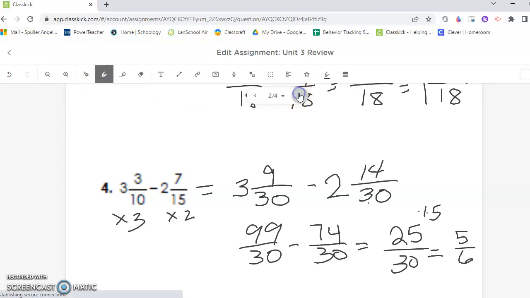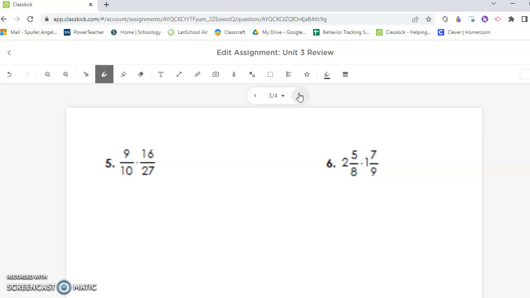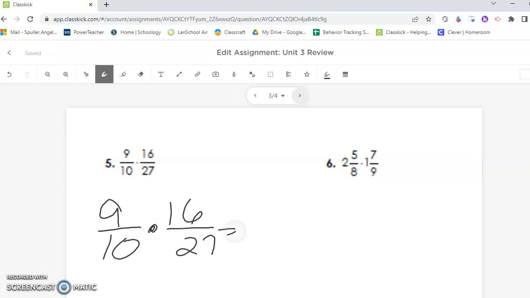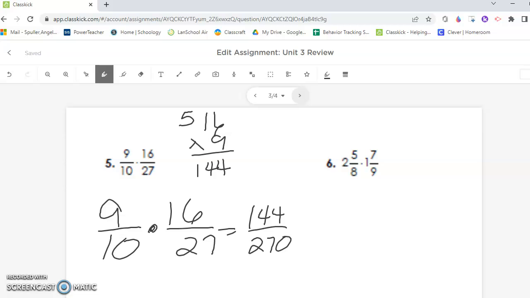Moving on. Okay, let's look at this first one. So remember when we're multiplying, this dot means multiplying. 9/10 times 16/27. So we're going to multiply it. 9 times 16, well, let's see, 16 times 9 is 54. Carry that 5. That gives me 144. So 144/270. I can simplify that.